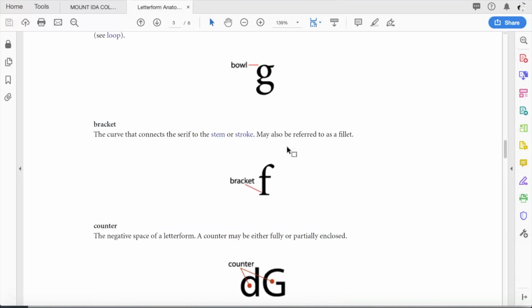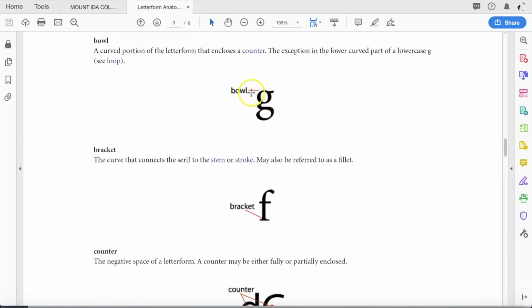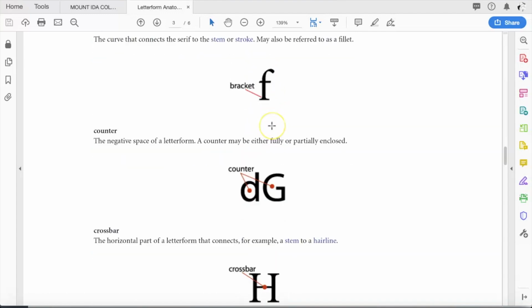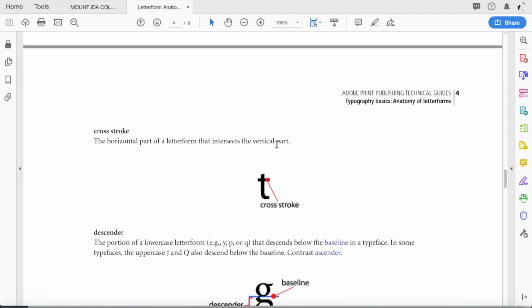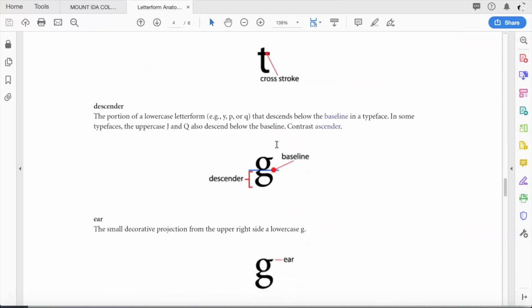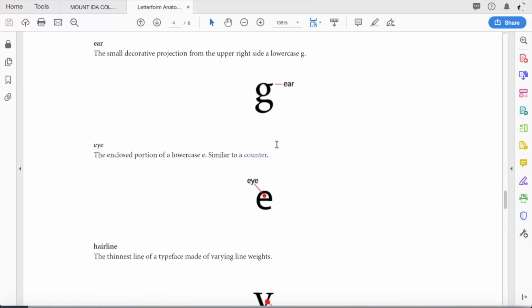It's much easier to say to somebody, hey, the bowl of the lowercase g seems a little bit high. Do you think you can lower that a little bit? As opposed to saying to somebody, hey, that round part on the top of the g, could you move that a little bit? So the more you can speak knowingly and intelligently about letter forms, the easier it is to have conversations about them, to work with them, and to understand what they're all about.